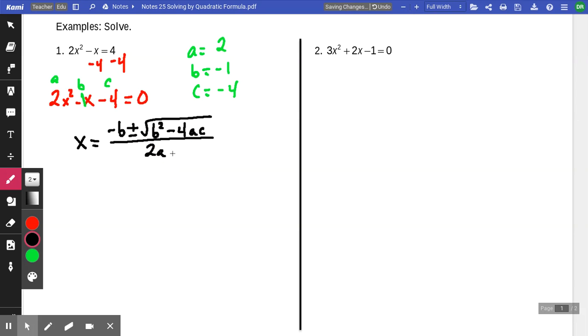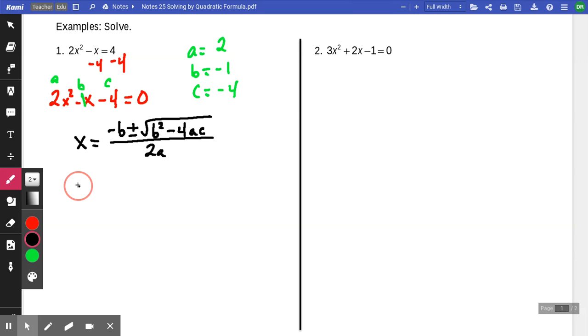So everywhere that we have the letter a here, we're going to replace it with the number 2. Anywhere we have the letter b, we'll replace it with the value of -1. And the one place we have the letter c, we'll replace with a -4. So also keep in mind that we really need to pay attention to the signs that we have. That can have a huge effect on what happens.